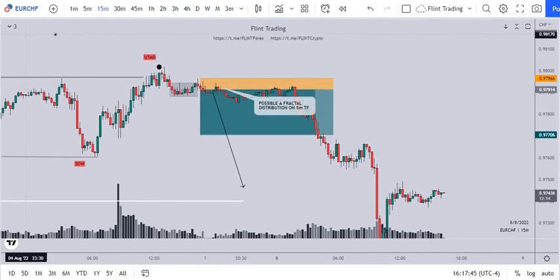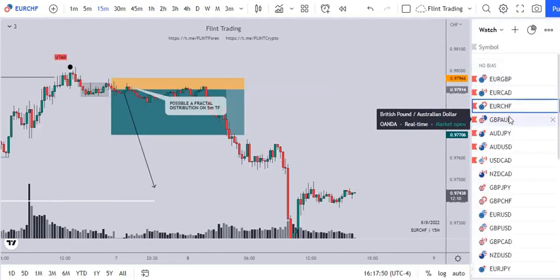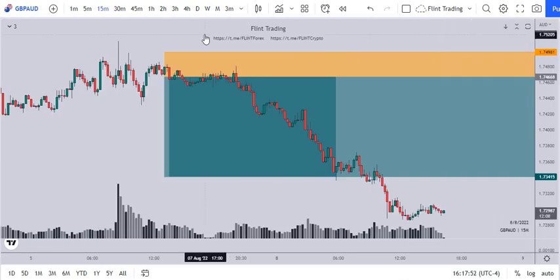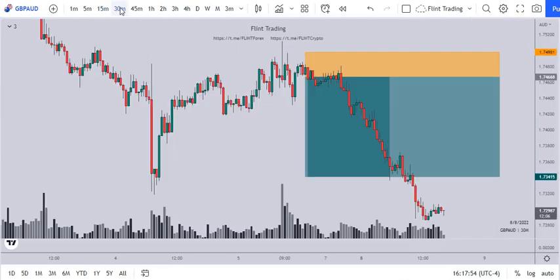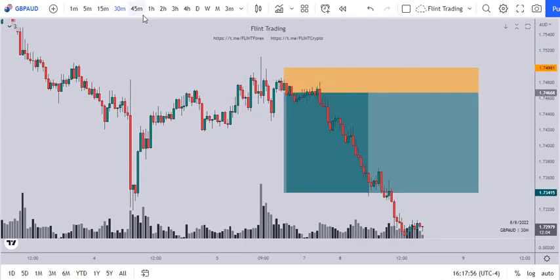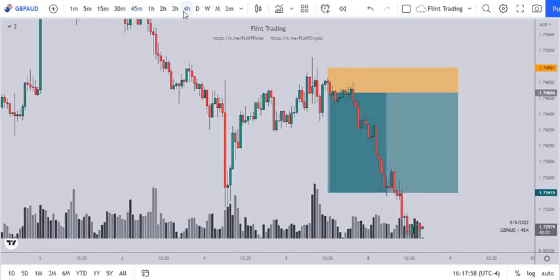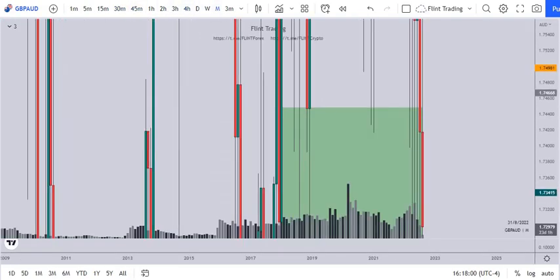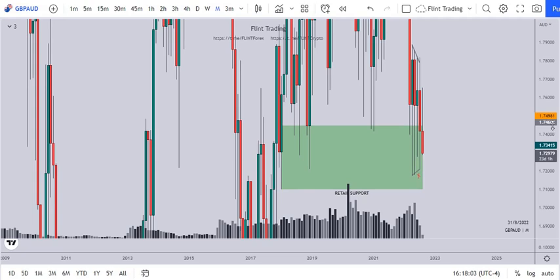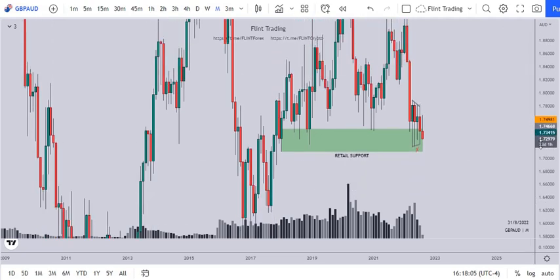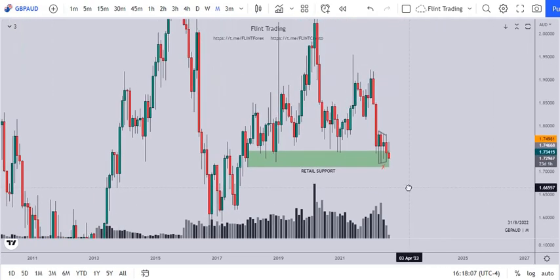So yeah, that was my analysis on EURCHF, and let me just go down to GBPAUD. Okay, so let me just go down to monthly. So previously I discussed this thing in the GBPJPY video.